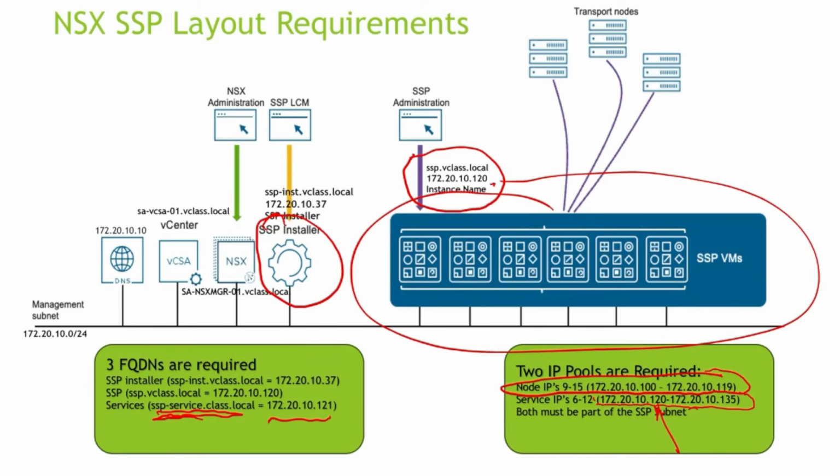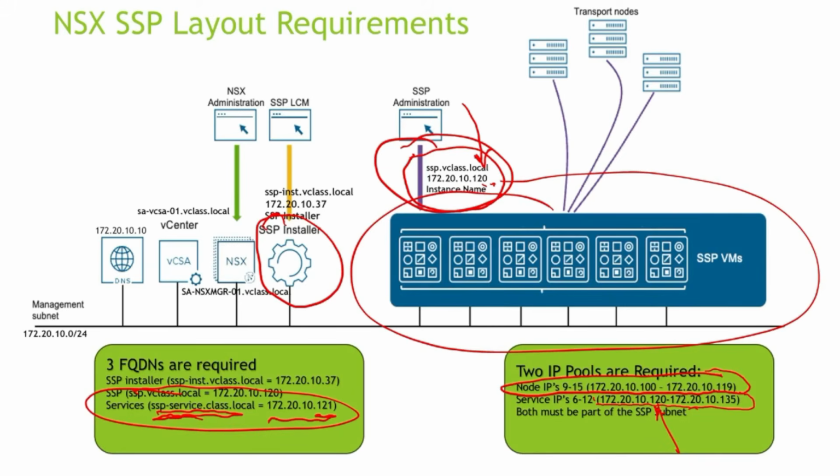Now my security services platform fully qualified domain name, notice that, it's 120. So this has to be the first IP in that pool. And then the services, notice it's 121, has to be the second IP in that pool. So your fully qualified domain names that you created, the two of them, have to be the first two IPs in that service pool. Okay, so you've got to watch out for that. So let's go ahead and put those in.